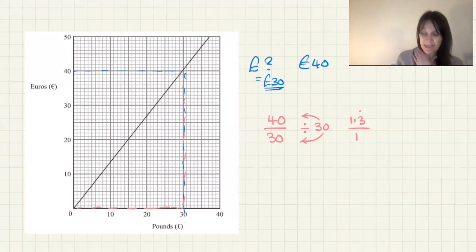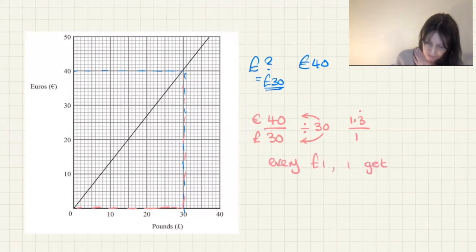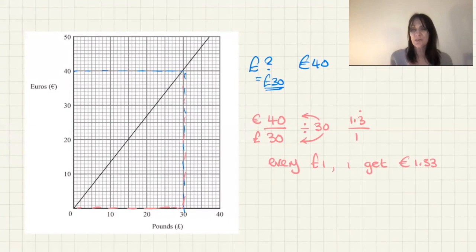It is telling me, okay, because my pounds are on the bottom and my euros are on the top, it's telling me that for every pound, I get 1.33 euros. Now that is a rounded version, so it may not be sensible to go to the 1.33. It may be better to just divide through by the 10 and say that for every £3, I get 4 euros.